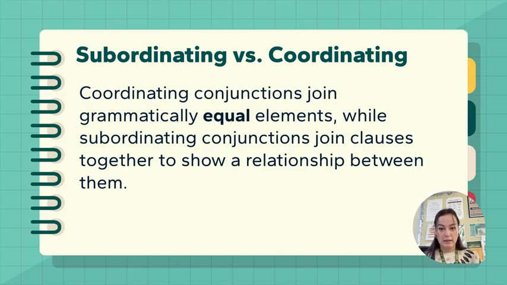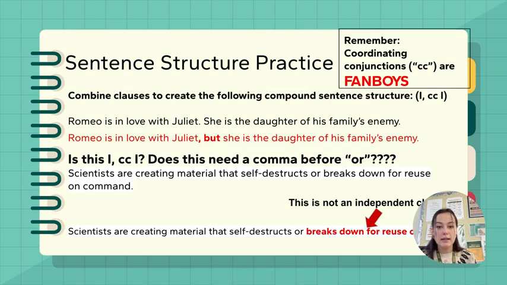Subordinating versus coordinating, right? As I mentioned, and I'll continue to say, coordinating conjunctions join grammatically equal elements, while subordinating conjunctions join clauses together to show a relationship between them. So that's the difference. It's in the equality and which sort of clauses are being used for each. Knowing this, I want us to think about how sentences should be written grammatically. So I want us to combine clauses to create the following compound sentence structure.